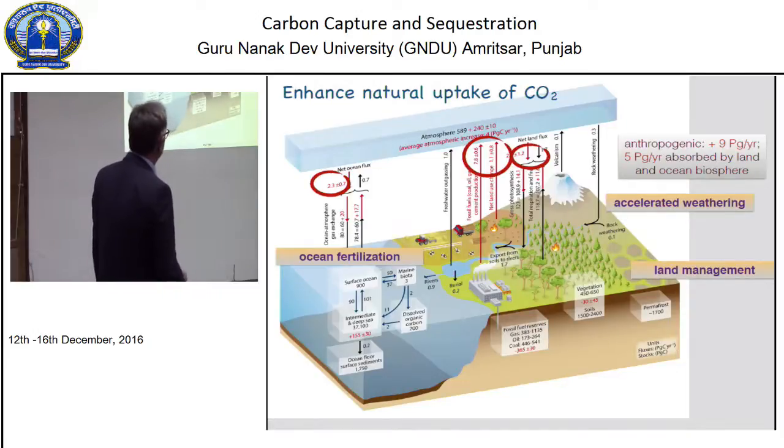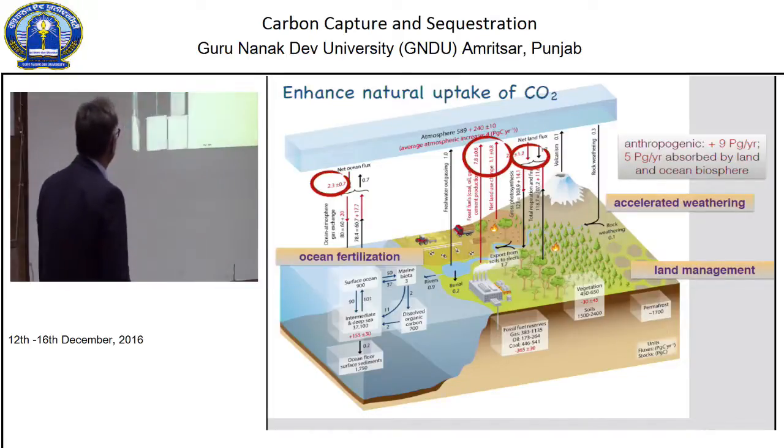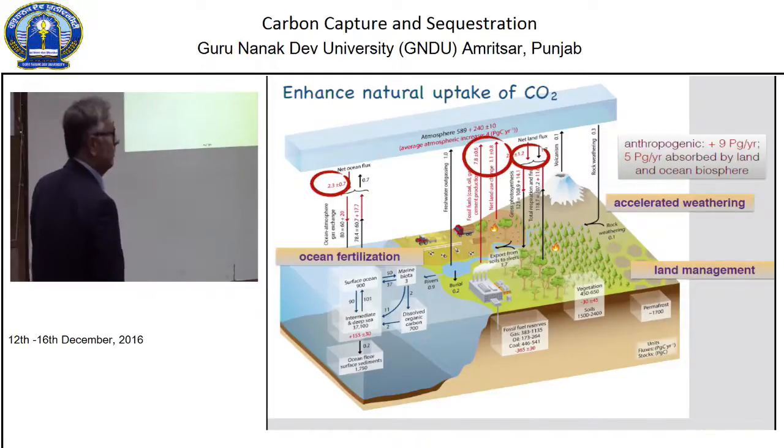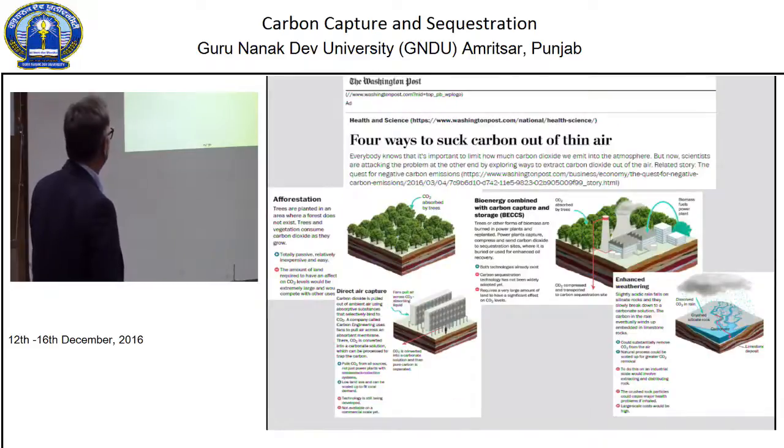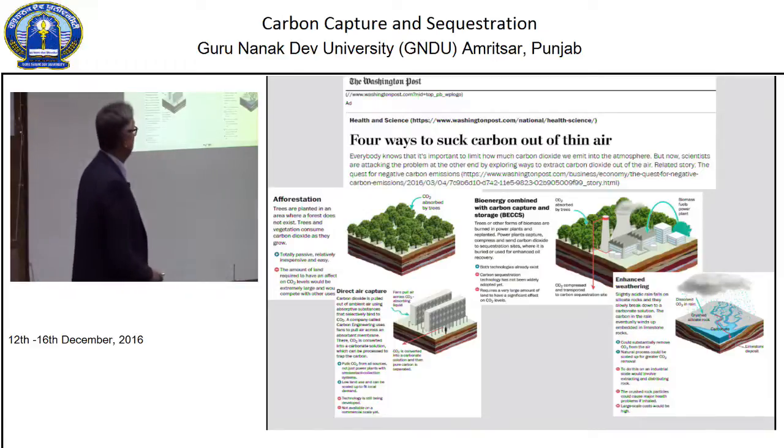So let's change the land management. Let's accelerate the weathering, fertilize the oceans. And so we have these 4 ways to suck carbon out of thin air. I mentioned one of these already, bioenergy with CCS. That's one way. We could grow more trees, so-called afforestation. We can capture directly from the air, or we can enhance the weathering. So these are the 4 schemes that we need to consider when moving forward in this review.